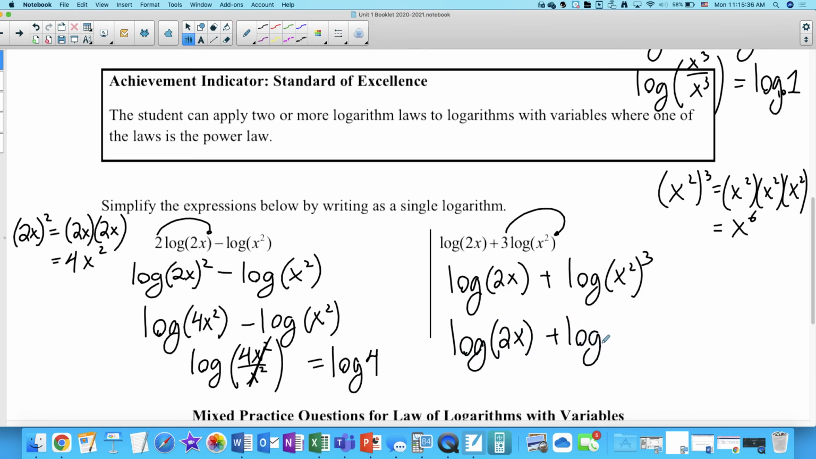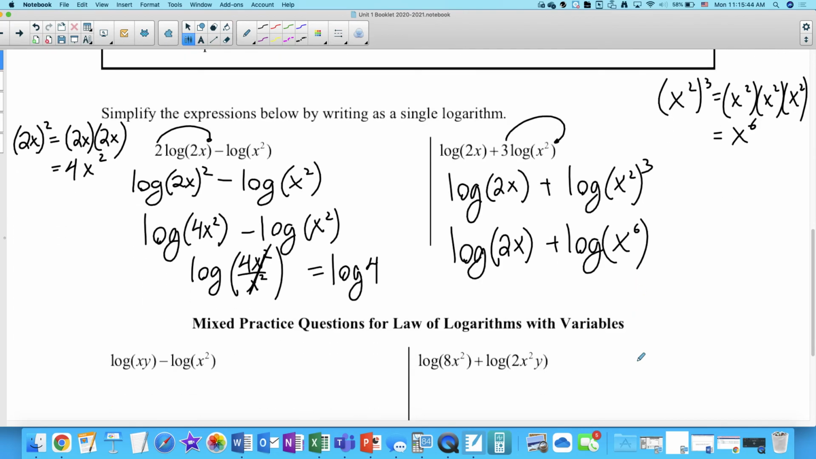Okay, and now I can multiply. What is 2x times x to the 6? 2x to the 7. Yeah, and again, if you can't get there, just expand that. It's 2x times 6 x's. 1, 2, 3, 4, 5, 6. And you'll see there's 1, 2, 3, 4, 5, 6, 7 altogether. Log of 2x to the 7.